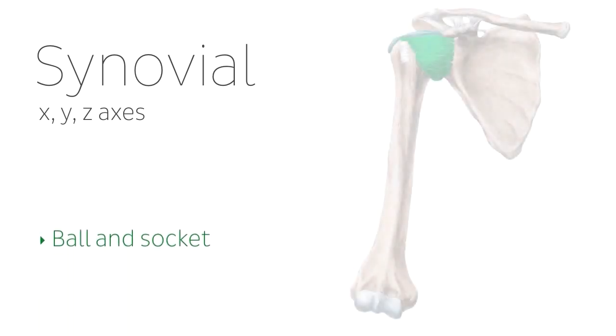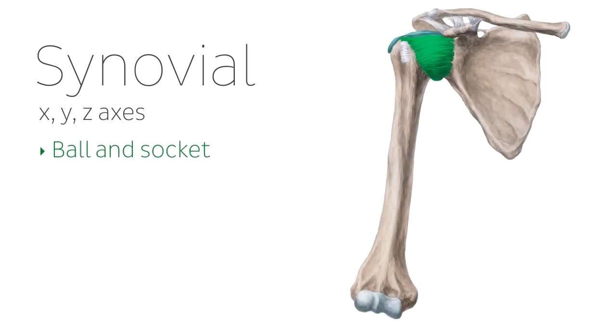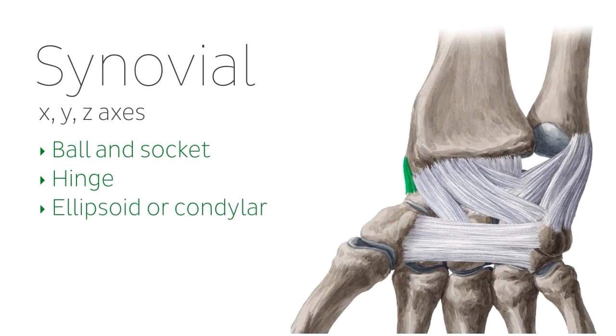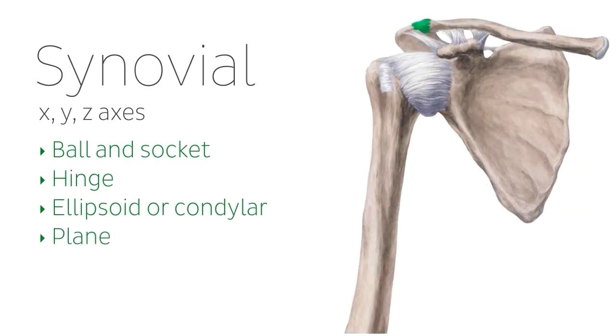In this case, joints can be described as ball and socket joints, where the spheroidal surface of one bone articulates with the depression or socket of another, such as the glenohumeral joint. Hinge joints, where movement occurs in a single plane, such as the elbow joint. Ellipsoid joints, where everything except axial movement is permitted between the ovoid head of one bone and the elliptical cavity of another, such as the radiocarpal joint. Plane joints or gliding joints, where two bones glide over one another, such as the acromioclavicular joint.